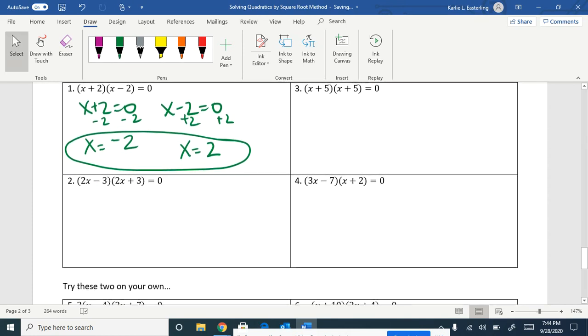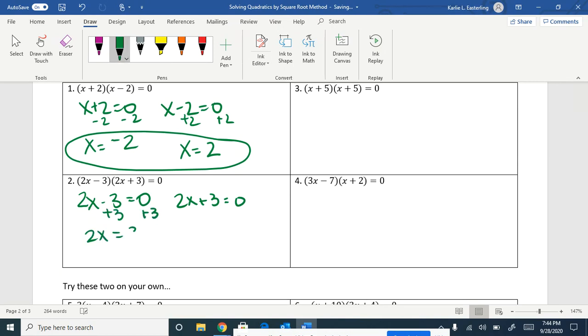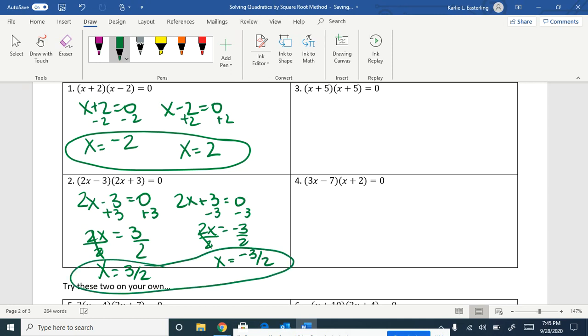If we go down and look at number 2, we're going to have 2x minus 3 equals 0 and 2x plus 3 equals 0. And then you're going to solve for x. So we'll add 3, 2x equals 3, divided by 2, divided by 2. So x equals 3 halves. Then minus 3, minus 3, 2x equals negative 3, divided by 2, divided by 2. So x equals negative 3 halves. So these are your answers there.